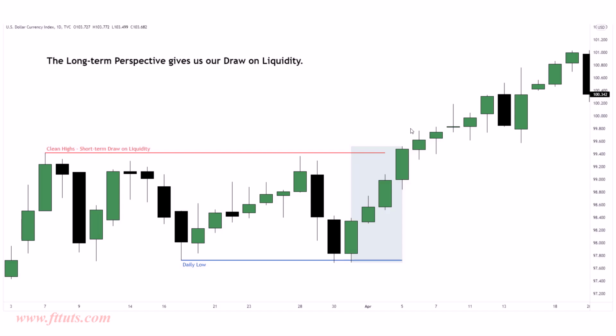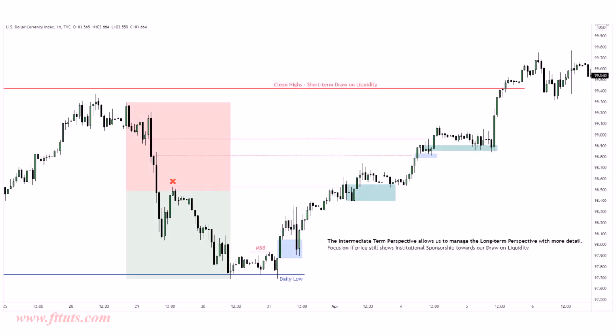So when we have a bullish directional bias, then we go intraday. When we go intraday, we have to think in terms of power of 3, and we're going to be buying below every daily open, which you can see here. Now we're on the intermediate term perspective, and now we can manage that long-term perspective with more detail. So that's where the parent order flow comes, but since we're on the 1 hour chart, we can see the subordinate order flow, which has more details in terms of imbalances, swing highs, swing lows for market structure breaks, and order blocks for institutional order flow.